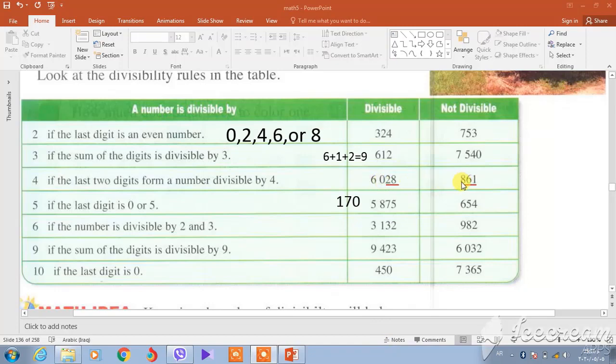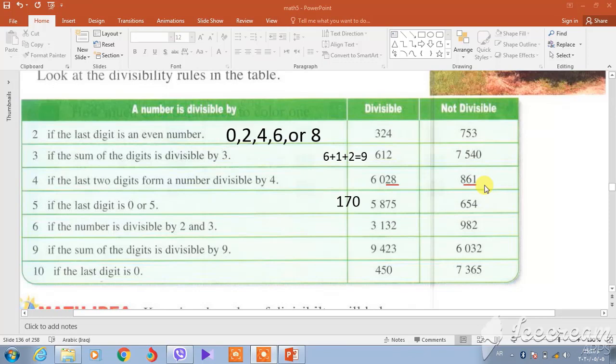And if we look, we have 861. Is it divisible by 4? No, because 61 is not divisible by 4. The last two digits we have are 61. 61 is not divisible by 4, so 861 is not divisible by 4.